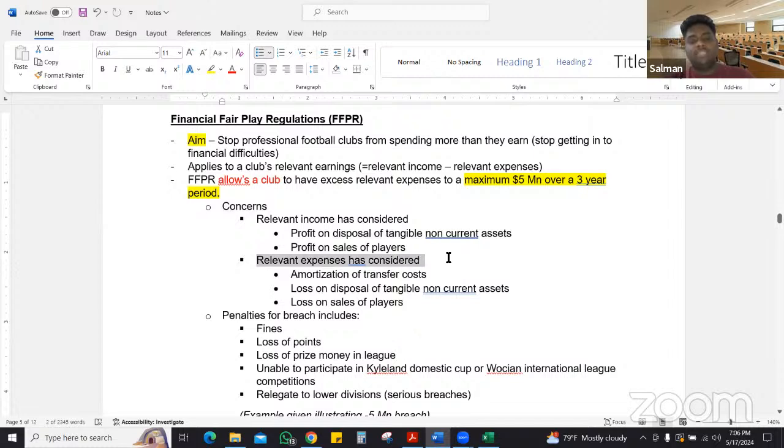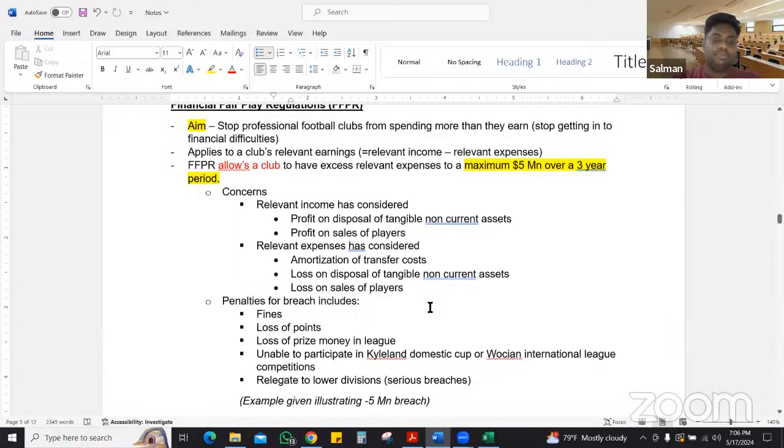And when it comes to relevant expenses, amortization can be handled by the company, can be reduced by a company. Loss on disposal of tangible non-current assets, loss on sales of players. So these are situations that can bring concerns to a company's loss or the net relevant earnings.